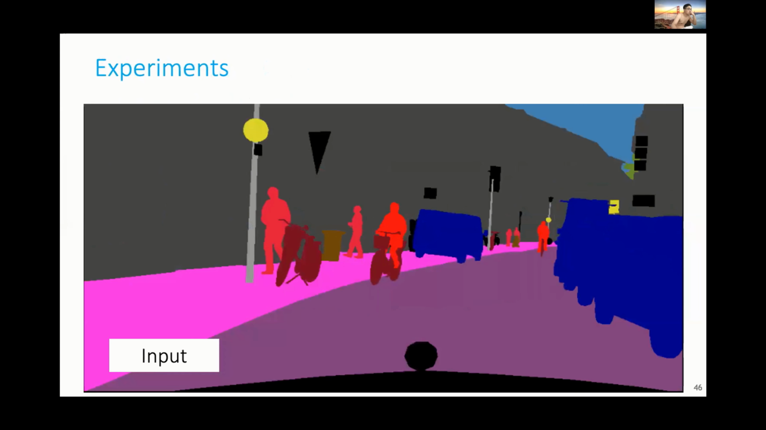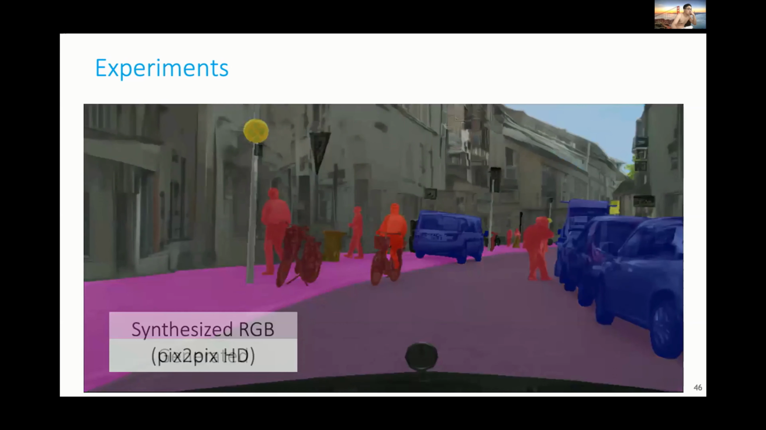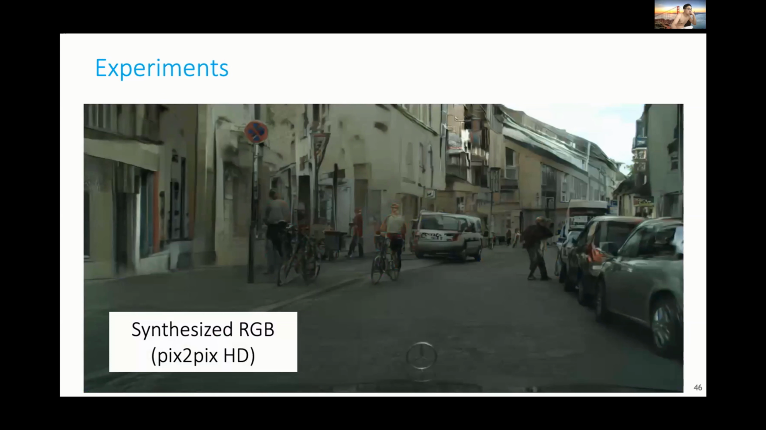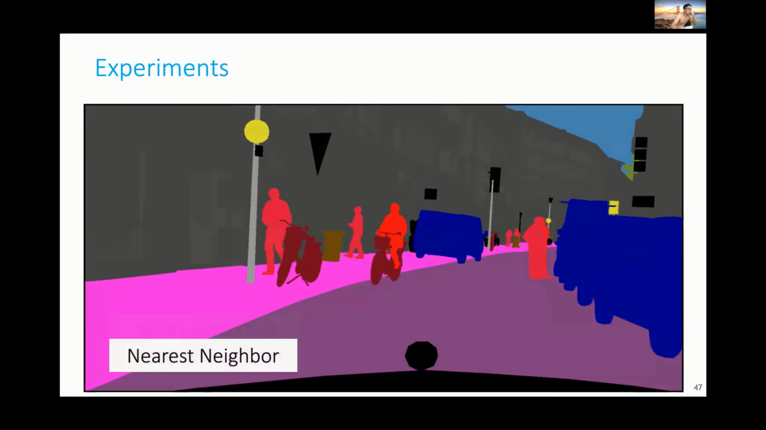Okay, so here are some results. This is the input, and here are some generated positions and shapes in this scene. And remember, the input is conditioned on the semantic map. Then we can use any image translation or synthesizer for that. For example, use Pix2Pix HD, and from this image, we can synthesize the real output.